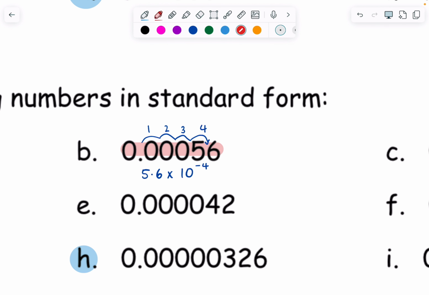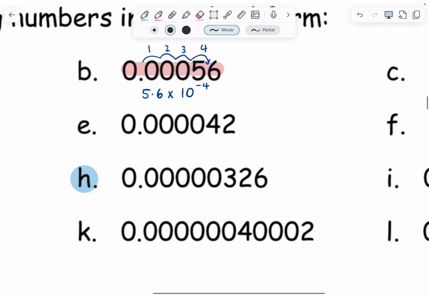Acha, one more thing. 0.3 is not standard form because you need to have one digit before the decimal, from 1 to 9. So this is not standard form. Just remember that, okay?